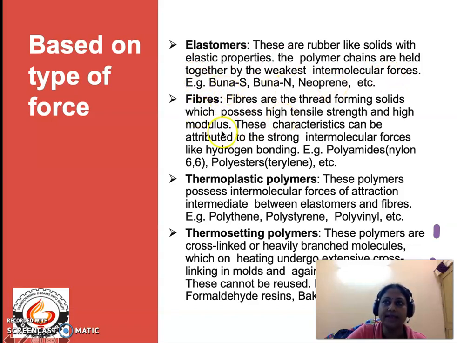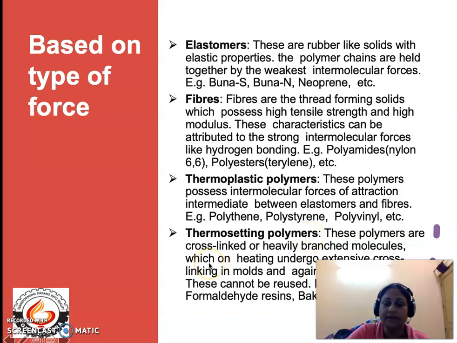Now, fibers have high tensile strength and high modulus of elasticity, and the polymer chains are held together by strong intermolecular forces like hydrogen bonding. For example, the polyamides, the polyesters, etc. Now, in thermoplastics, the force of attraction is intermediate between the elastomers and fibers, and examples are polyethylene, polystyrene, polyvinyl chloride, etc.